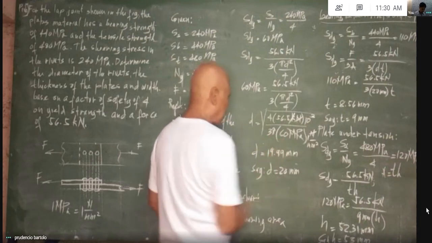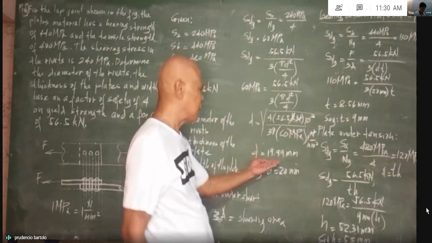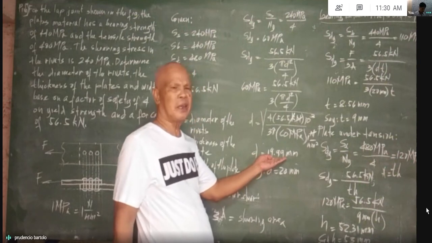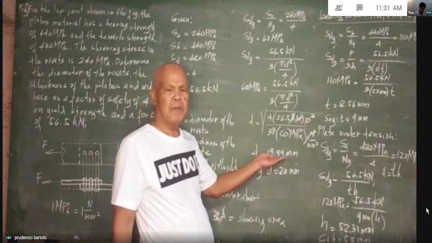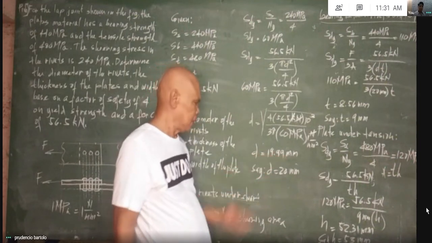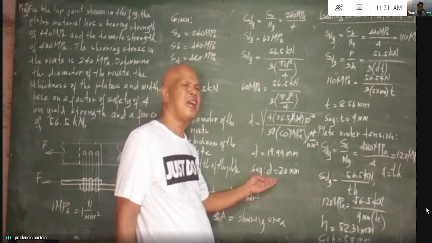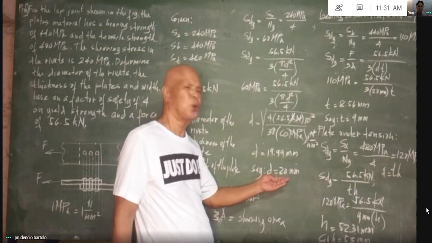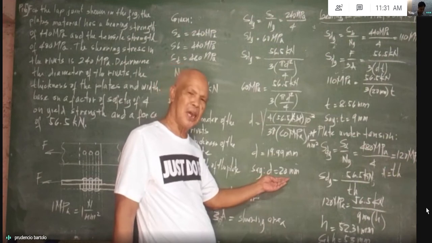So we have here 4 times 56.5 times 10 to the 3 divided by 3 pi, all over 60. We will have it at 19.999 millimeter. Say d is equal to 20 millimeter.